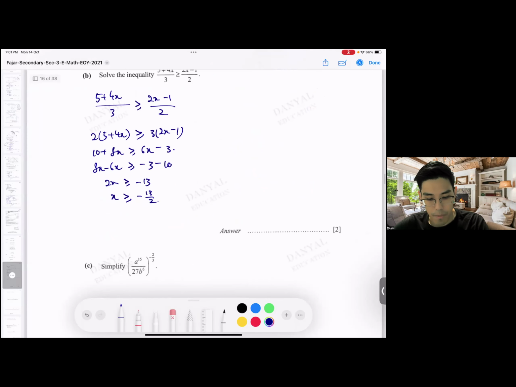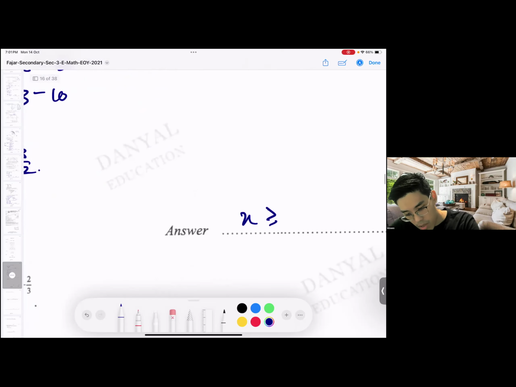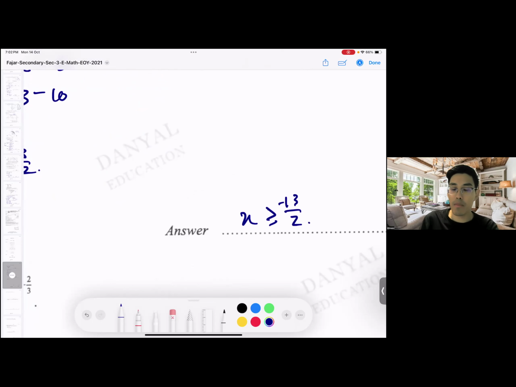In fact, that's it. Based on my working, everything looks fine, we are good to go. So x is more than or equal to negative 13 over 2. Decimal, whole number, mixed number, improper fraction, all can, it doesn't matter.